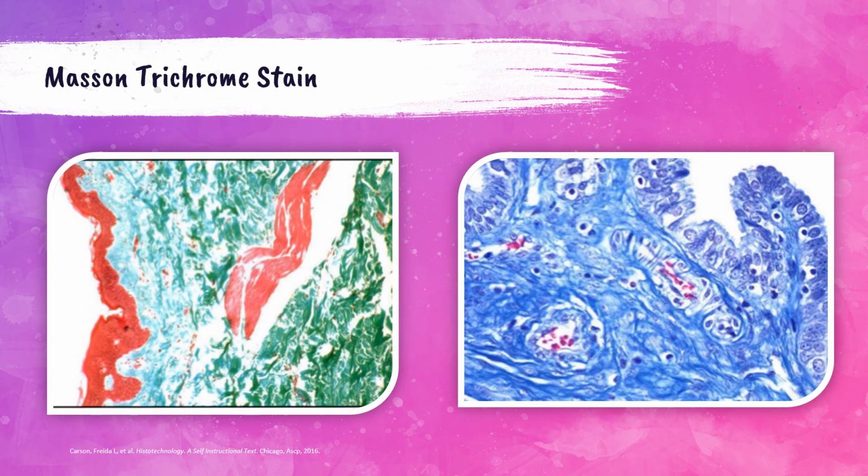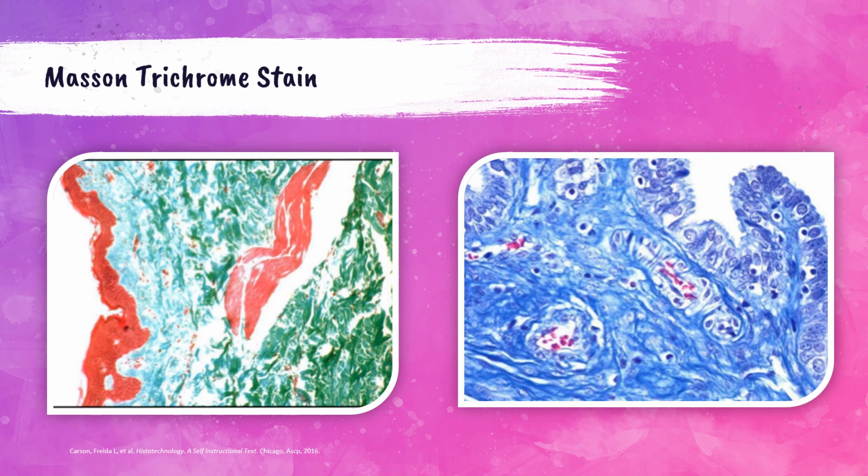The photo on the left-hand side of the slide is a Masson trichrome stain of skin. So you'll notice that there is a green color and not a blue color, right? This is because light green has been used as a counterstain instead of the aniline blue. So the collagen is stained green in the skin section.